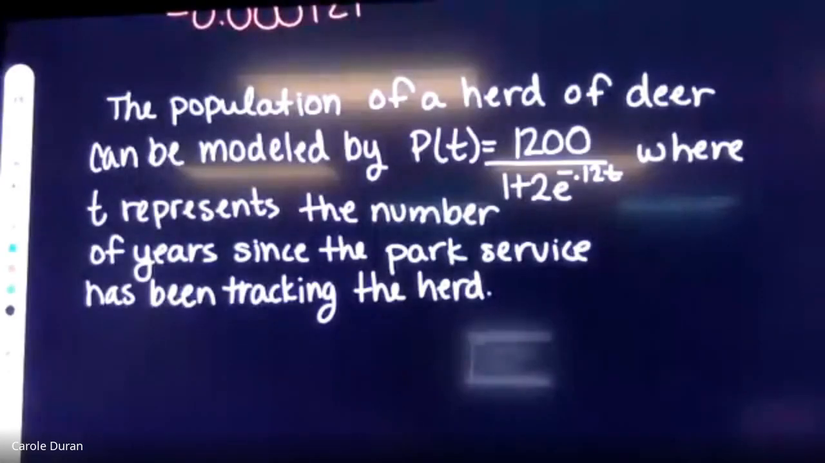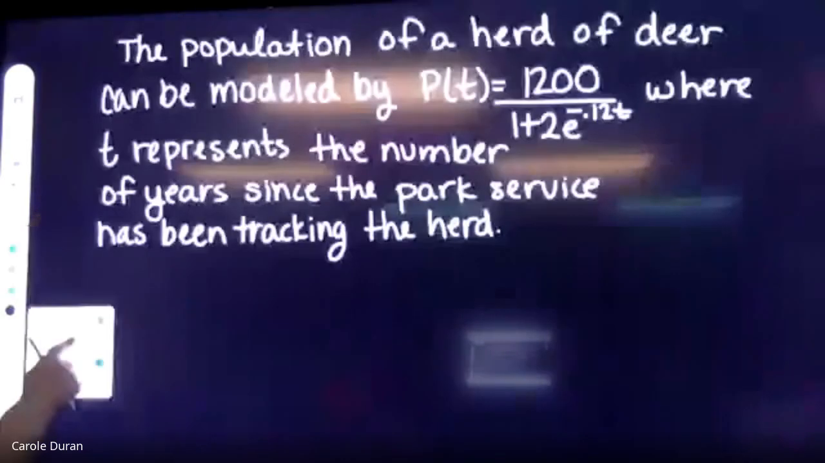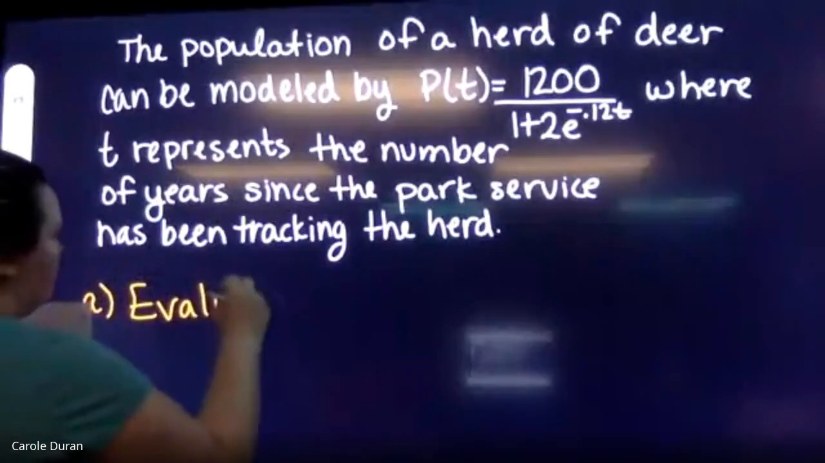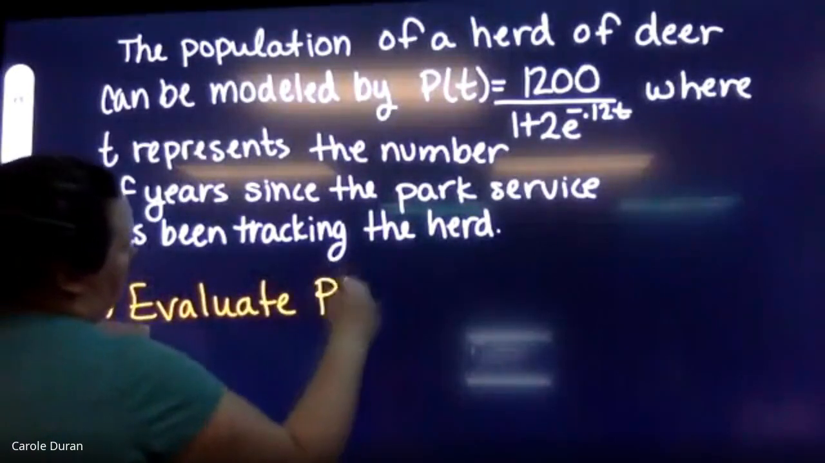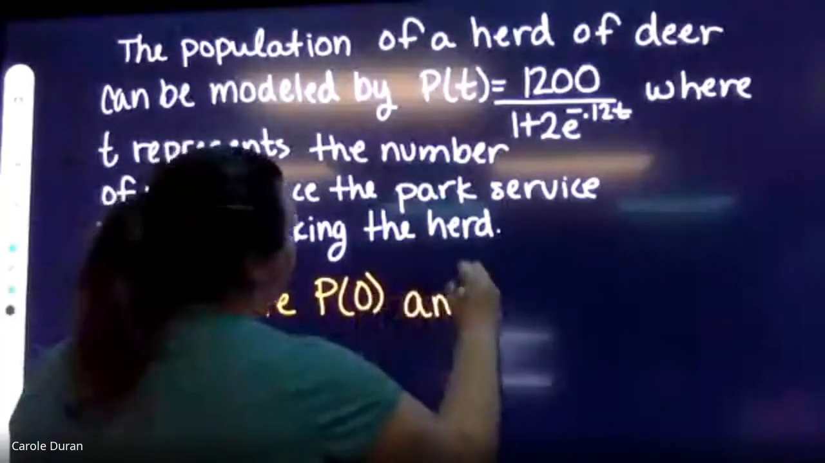So this actually has 3 parts to it. Part A is asking us to evaluate P of 0 and interpret its meaning in the context of the problem.